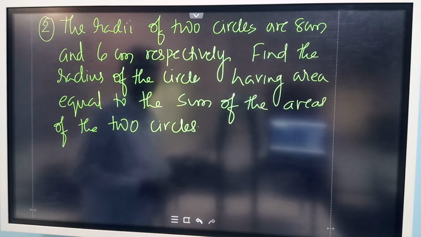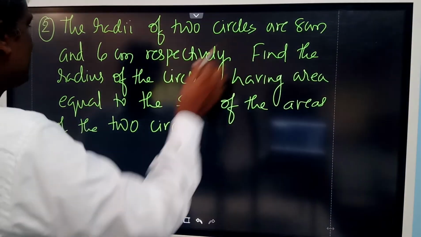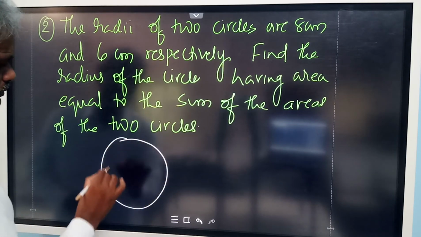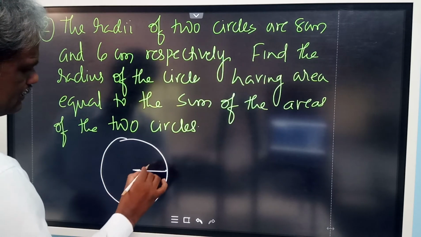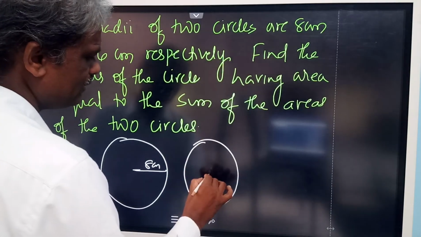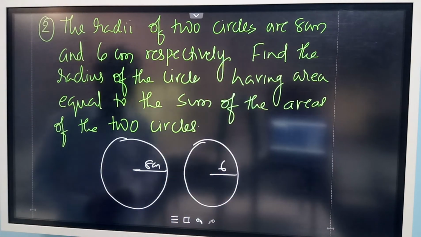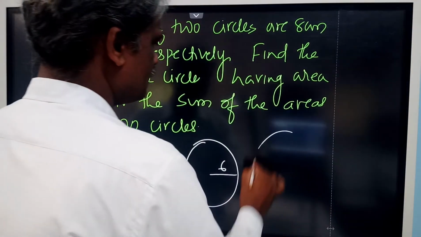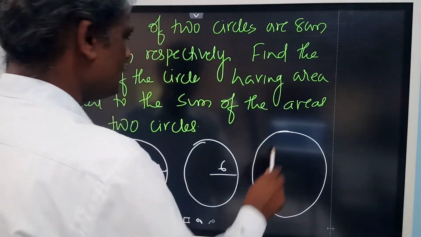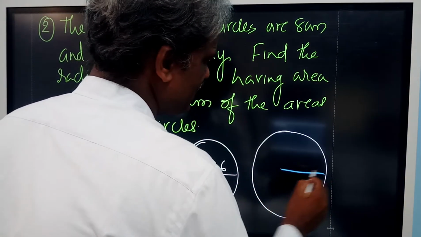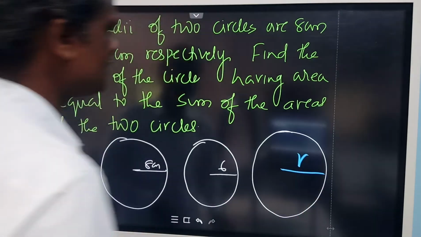Second question is like this. The radii of two circles are 8 centimeter and 6 centimeter. So we will take a circle with the radius 8 centimeter, and another circle with the radius 6 centimeter, which is smaller than the first one. Find the radius of the circle having area equal to the sum of the areas of these two. You have to find out the radius of this bigger circle. Let us write it as R.